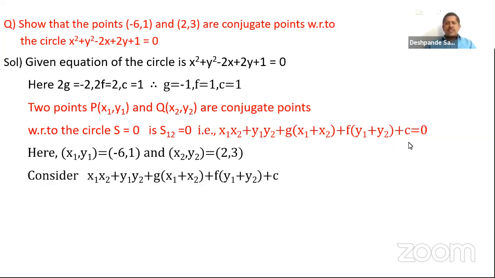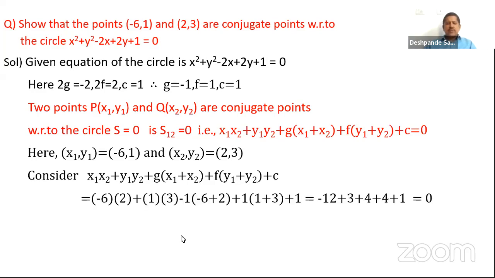you take up the left hand side of this, put the value of x1 as minus 6, x2 value is 2, y1 is 1, y2 is 3, minus g value is minus 1, so minus 1 here, x1 plus x2, so minus 6 plus 2, f value is 1, y1 plus y2, 1 plus 3, c value is 1, put 1 here. So minus 6 into 2 is minus 12, 1 into 3 is 3, minus 6 plus 2 is minus 4 into minus 1 is plus 4, 1 plus 3 is 4, 4 into 1 is 4, and 1.